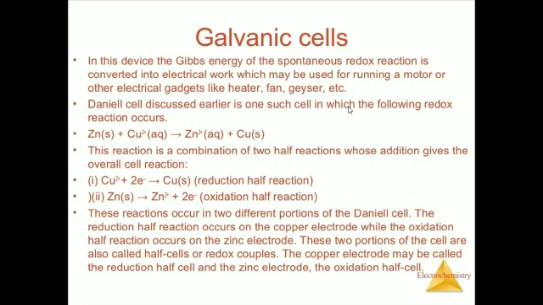This reaction is a combination of two half reactions. Those addition gives the overall reaction. Copper takes 2 electrons, the reduction half reaction, and zinc gives 2 electrons, the oxidation half reaction. These reactions occur in two different portions of the Daniell cell. That means in two different containers, separate containers or half cells. The reduction half reaction occurs on the copper electrode, while the oxidation half reaction occurs on the zinc electrode. These two portions of the cell are also called half cell or redox couple. The copper electrode may be called the reduction half cell and the zinc electrode the oxidation half cell.